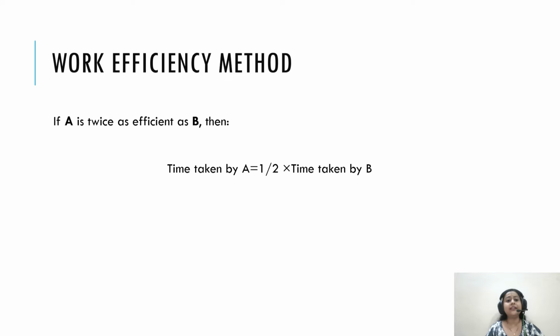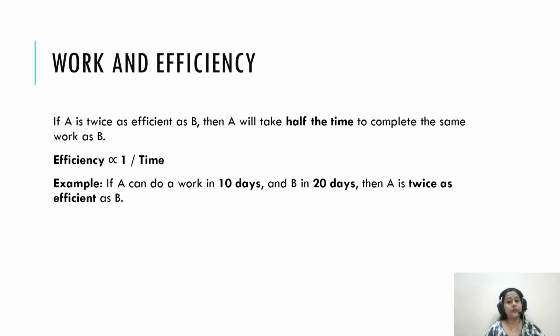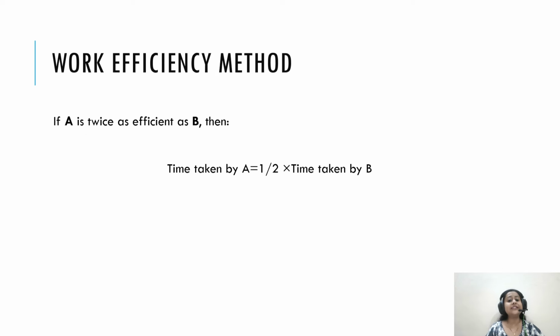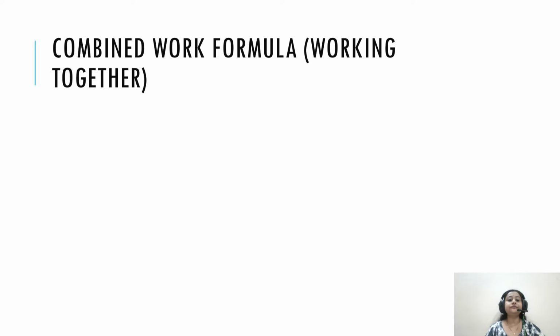So the same method, here we are just doubling it while finding out B's time, and in this case we are taking half while calculating A's time taken. What will be the time taken by A? And this is how the work and efficiency relationship is established, right?